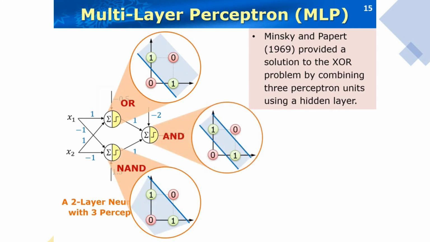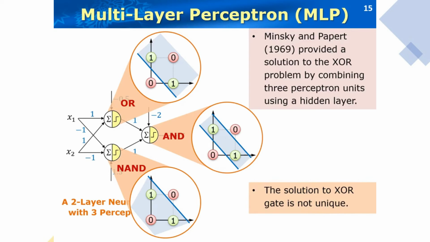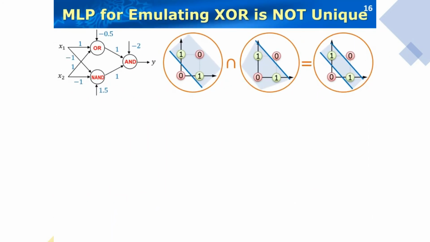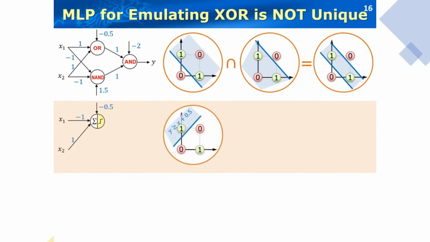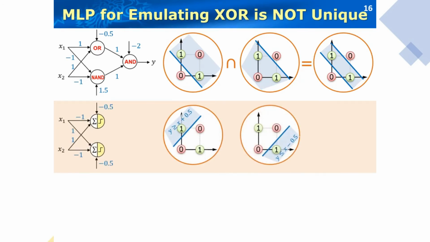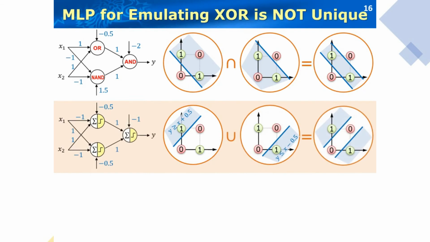It is important to note that this solution is not unique. There are many other multilayer perceptrons with different weights and bias that can address the XOR problem. For example, if the first unit represents an upper left half space and the second unit denotes a lower right half space, then their union makes the blue region, which can separate green points from the red ones. Therefore, in this situation, the third unit is the OR gate, corresponding to the union operator.